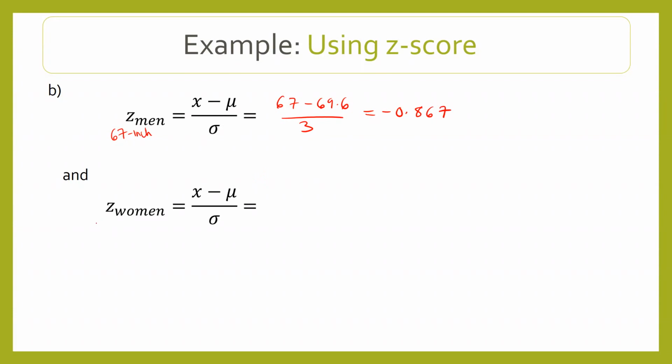Let's talk about the 62-inch woman. That will be 62 minus 64.1 divided by 3.8, again negative 0.553. So they are negative values, which is fine. We can get a negative z-score, but the interpretation is the problem. We have to be very careful. Let's look at the interpretation in this case.